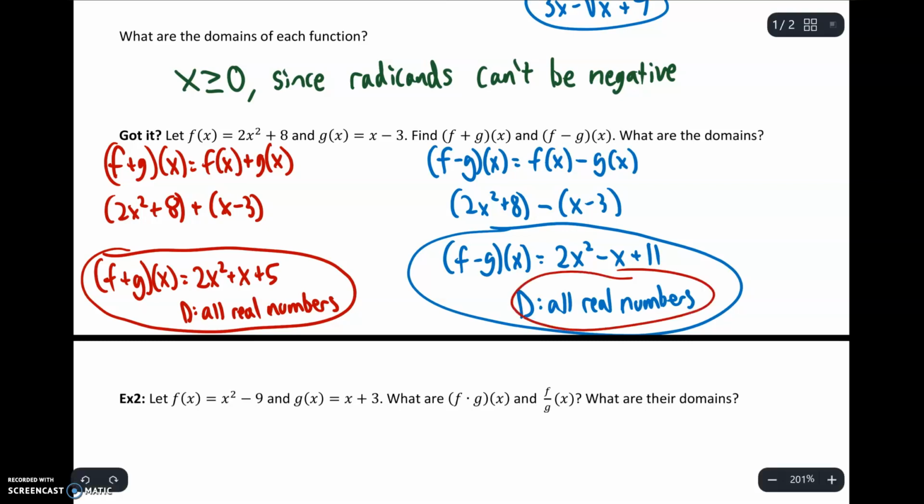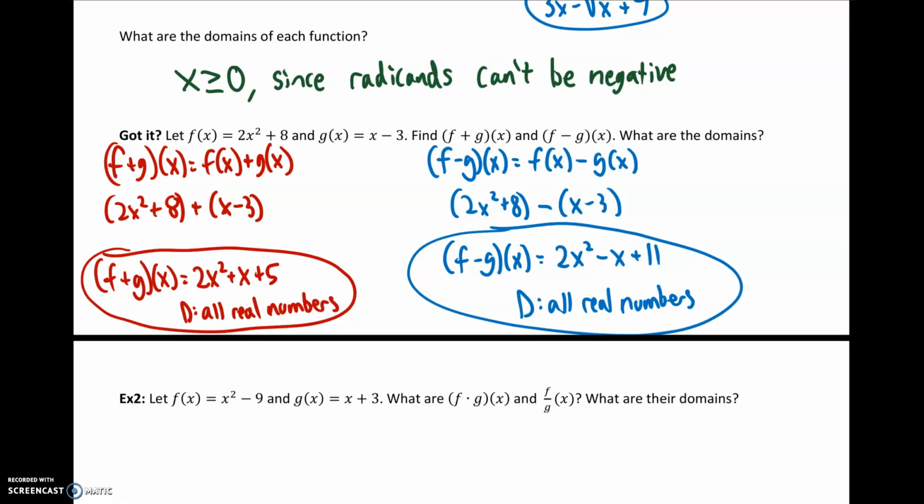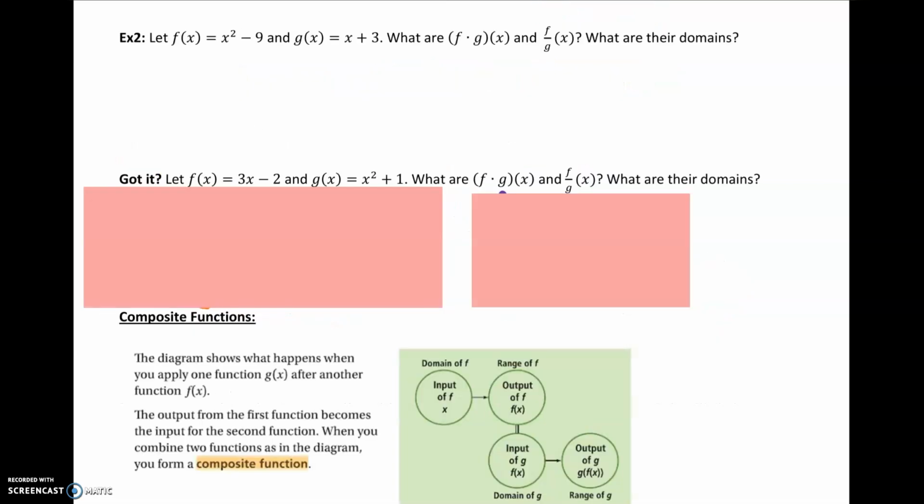And again, we have a domain of all real numbers because, like in our last example, there are no restrictions on f or g by itself, so there's also not going to be a restriction when I subtract those two. So if our last example covered adding and subtracting functions, now we're going to see if we're able to multiply and divide functions as well. And if it works like any of the real numbers, I think we should.